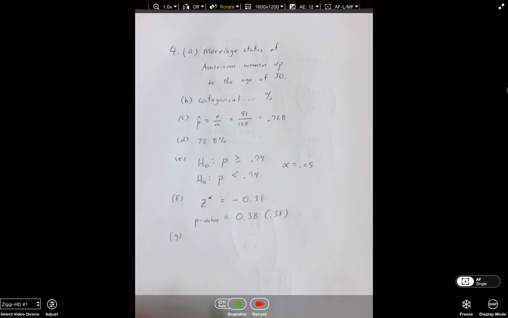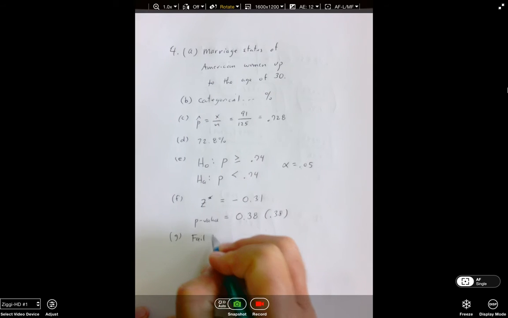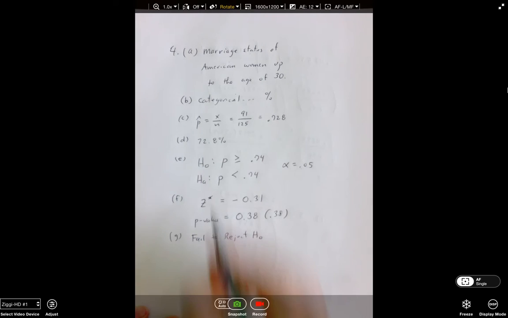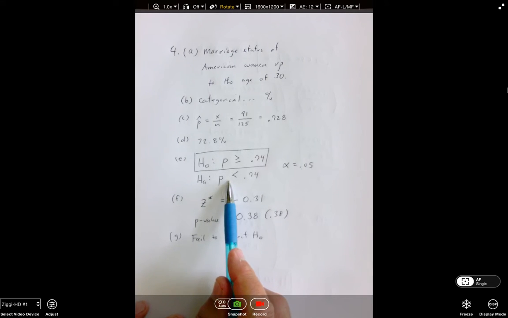All right, G, what is the appropriate decision? Our p-value is higher than our alpha. So we fail to reject H sub 0. So our evidence is conclusive that the p is greater than or equal to .74. Our evidence is not conclusive that the percentage is less than .74. So this person who claims that less than 74% of American women have been married by the age of 30, our test results do not support his or her claim.